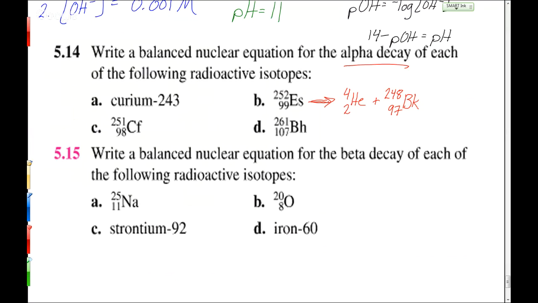If it's beta decay, it's 0 and -1. A beta particle is an electron, which has a charge of -1 and a mass of 0. So then the other numbers are 9 and 20, and that's fluorine. So alpha decay is 4 and 2, and beta is the loss of an electron and the gaining of a proton.